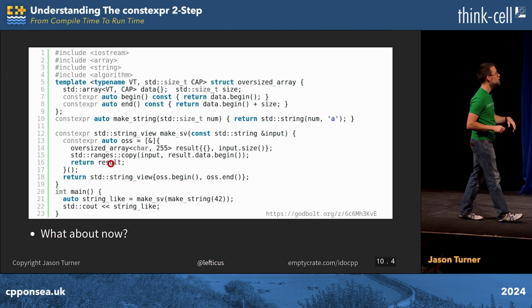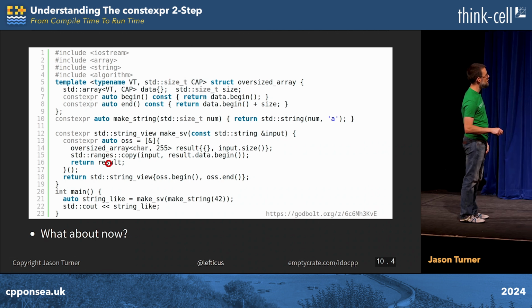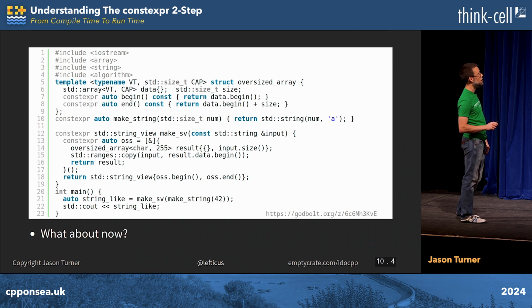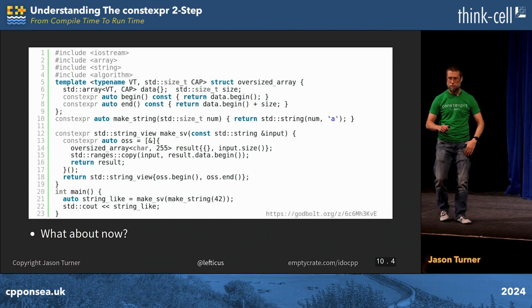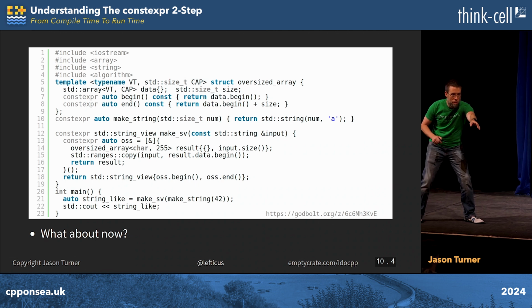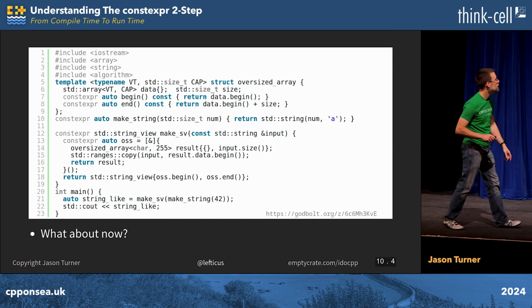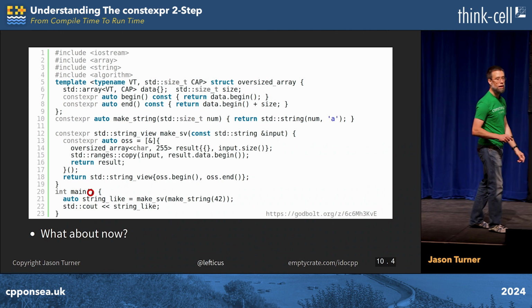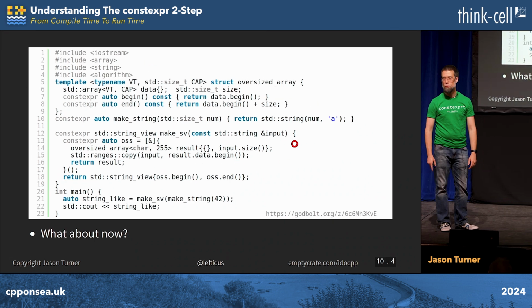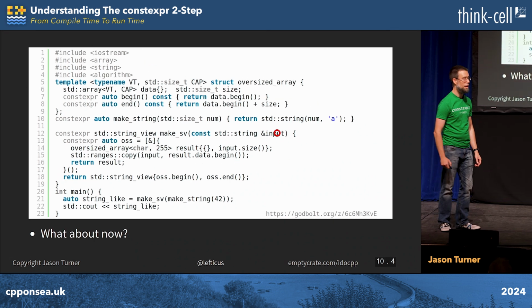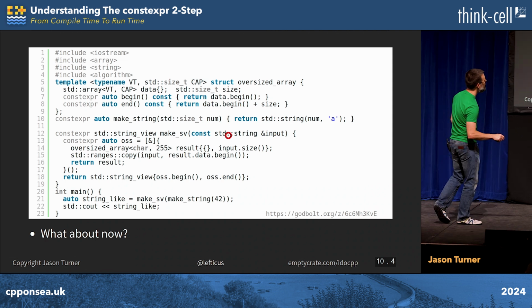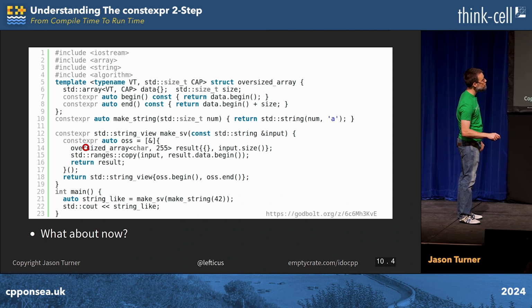The lambda, no, the fact that I'm returning, that's fine. The lambda is immediately invoked. It's returning that local value. I'm going to get return value optimization. That's good. When determining the value of that. Everyone heard that, right? No, I'm kidding. Okay. Input is not constexpr.